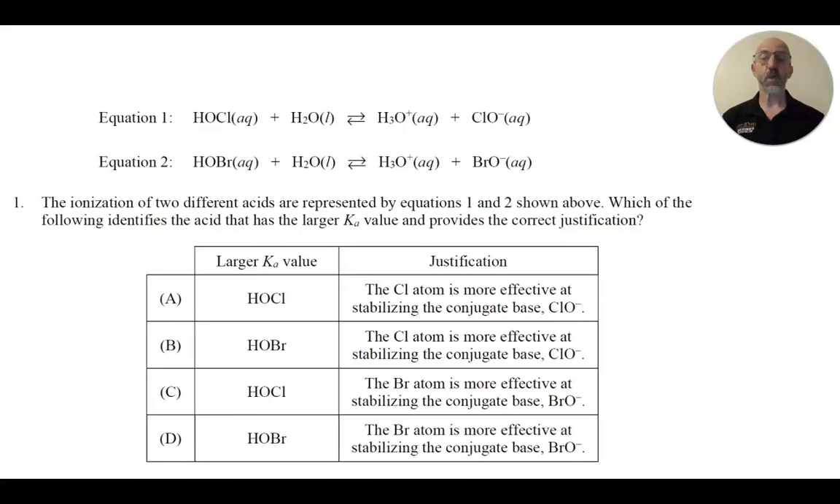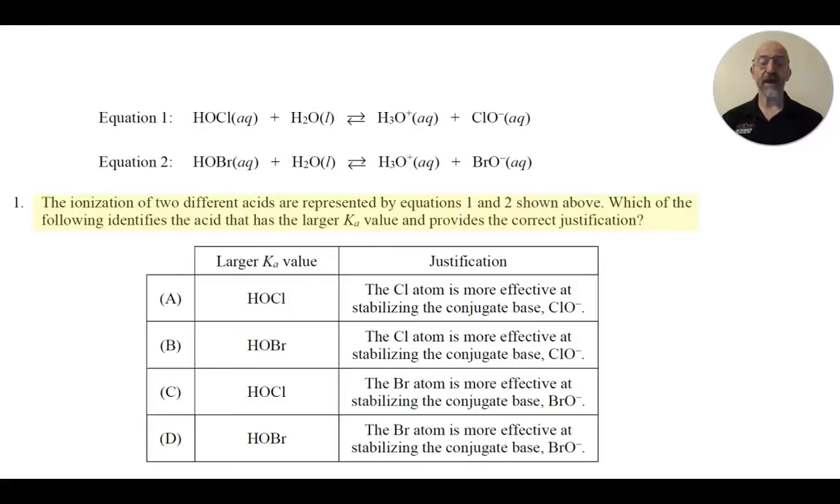Now let's move on to the practice for topic 8.6. This is question 1. In question 1, we see two equations, and it says the ionization of two different acids are represented by equations 1 and 2 shown above. Which of the following identifies the acid that has the larger Ka value and provides the correct justification?